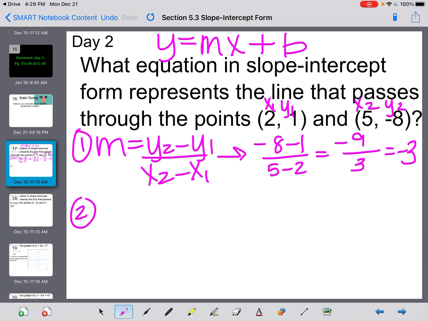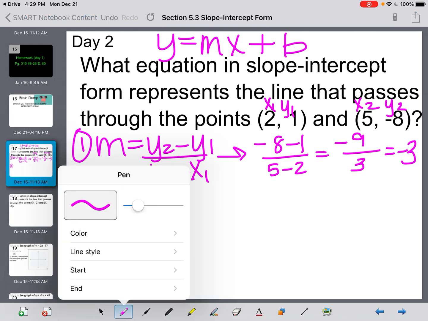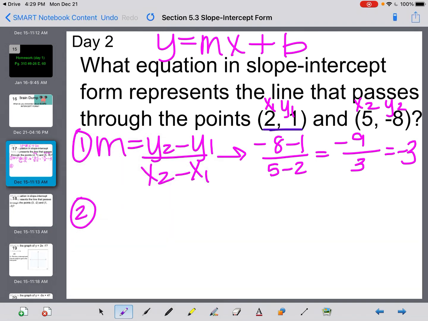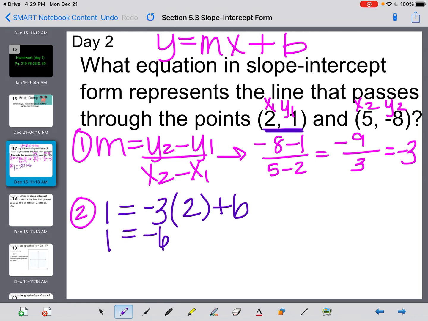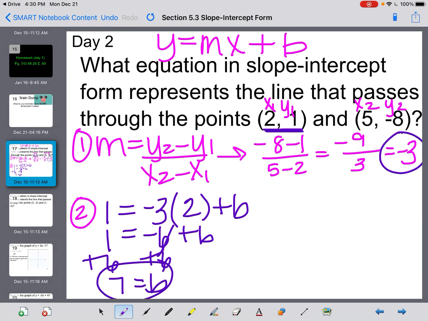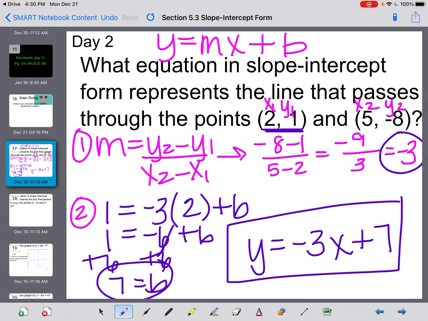Then I'm going to have to pick one of the points that they gave me to plug in to figure out what my y-intercept is. So I'm going to start with that first ordered pair, 2, 1, and I'm going to plug it in. So the y is 1, my slope is negative 3, the x is 2, and I don't know what b is because that's what I'm looking for. So 1 is equal to negative 6 plus b. I'm going to have to add 6. So then I find out that 7 is my y-intercept. And then I can write my equation with my slope and my y-intercept. y equals negative 3x plus 7.